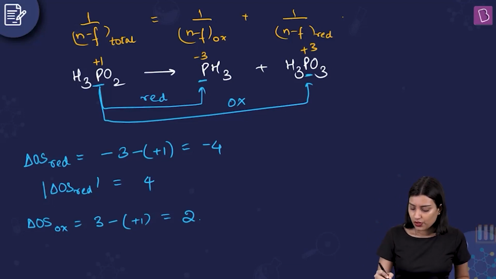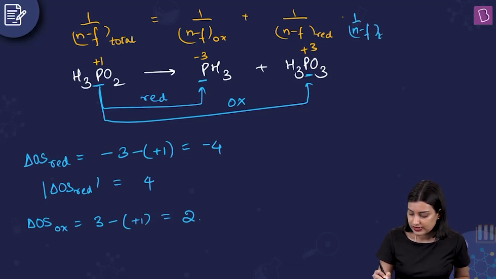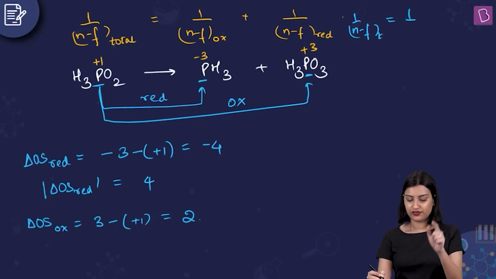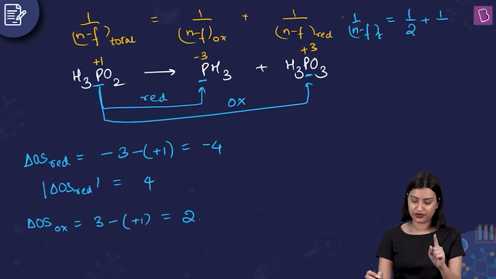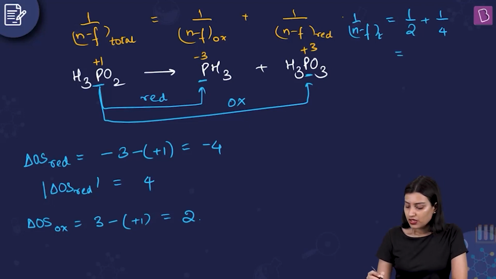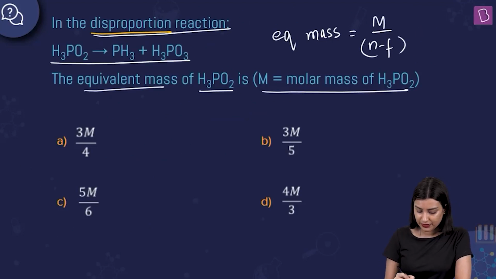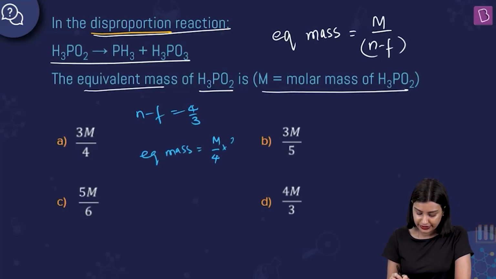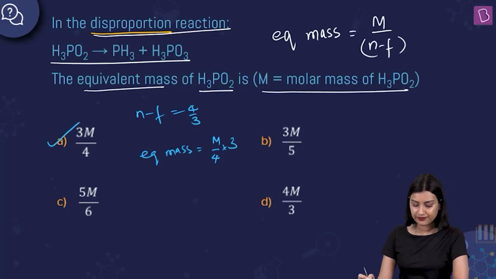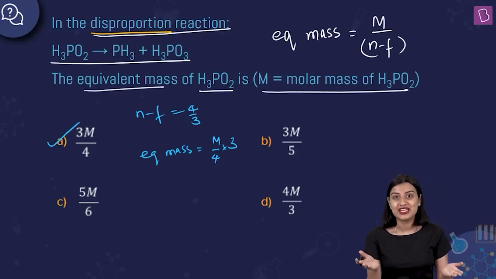Now 1 by n factor total is equal to 1 by n factor for oxidation, which is 2, plus 1 by n factor for reduction, which is 4. So what do you have? You have 2 by 4 plus 1 by 4, which is 3 by 4, which means your n factor total is going to be 4 by 3. Great. Now we have to find the equivalent mass. The n factor we got as 4 by 3, so your equivalent mass is going to be M by 4 into 3, or 3M by 4, and that's here in option A. So option A, 3M by 4, is going to be the right answer to this question.